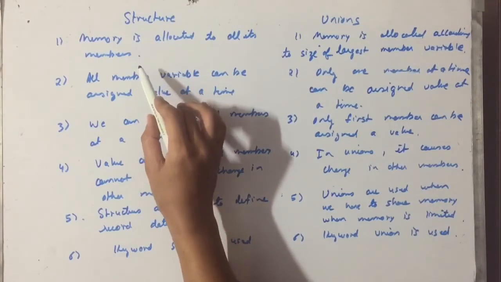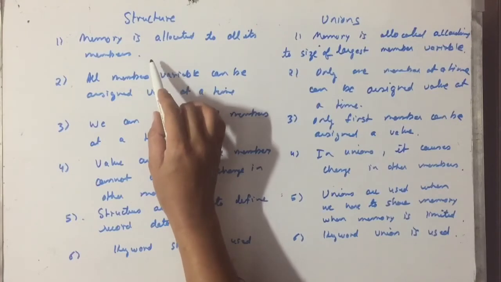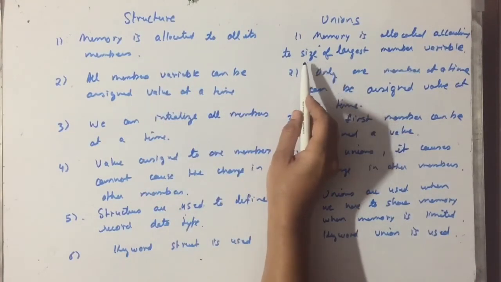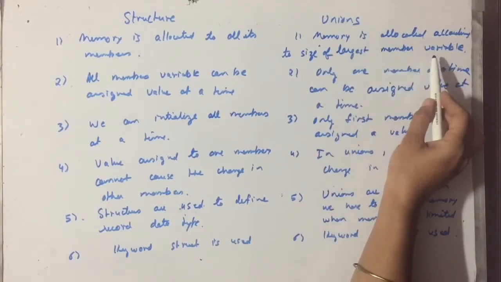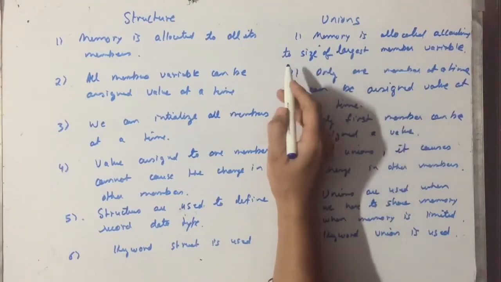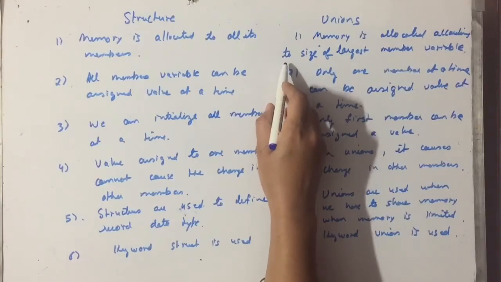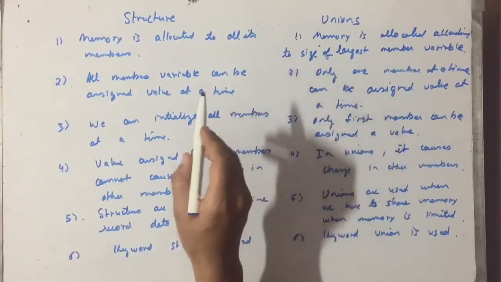I just explained that each member variable is allocated separate memory in case of structure. That is the first point. In case of union, memory is allocated according to the size of the largest member variable. In the example we just saw, union item, the float member variable had the maximum size, so the size allocated to the union variable will be that of the float type.